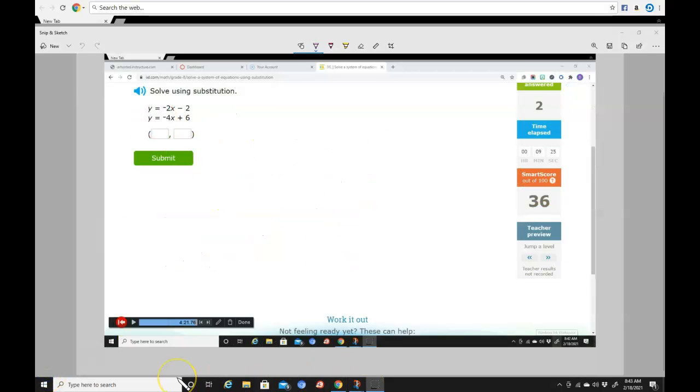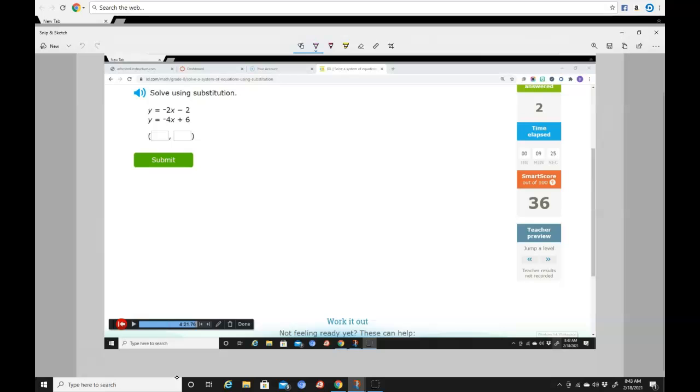Okay, so here is another system of equations. As you can see, you got y equals and y equals here. So what we're going to do here, because y equals y, that means we're going to plug in y to equal y. So in other words, we're going to go -2x minus 2 equals -4x plus 6. Then we simply solve for x to get the value for x.